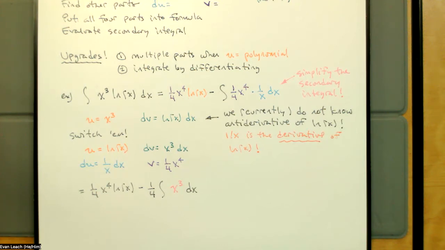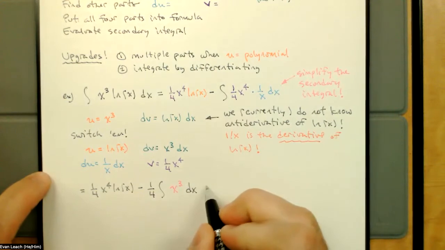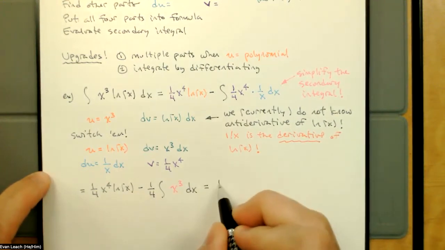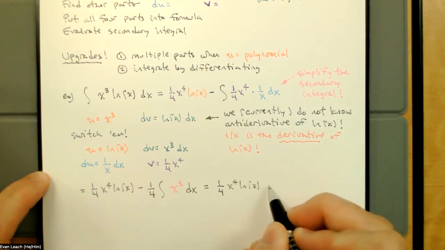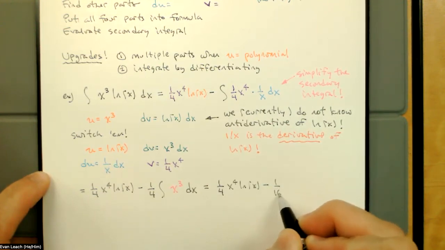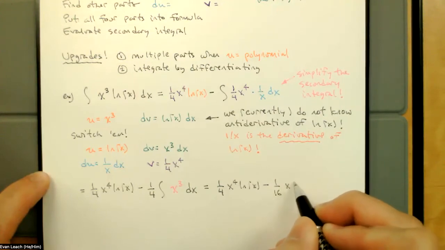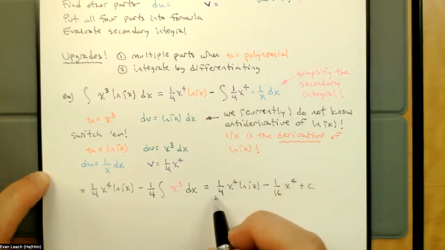So our secondary integral is much simpler because when we take the derivative of natural log, it becomes 1/x, which cancels out one of the x's. So we end up with 1/4 x to the fourth natural log of x minus 1/16 x to the fourth plus c.